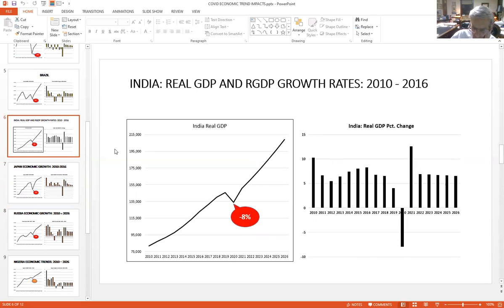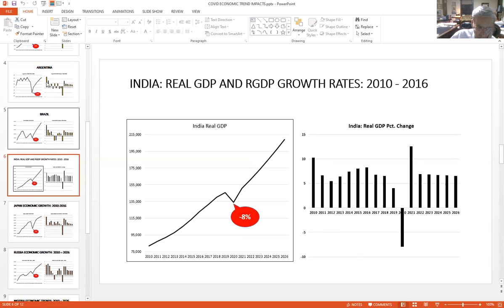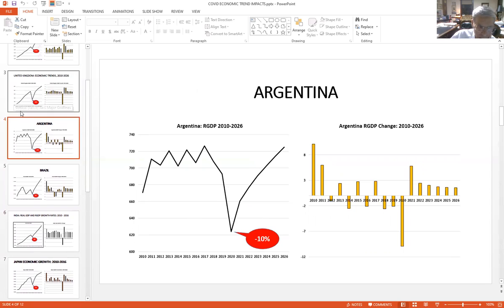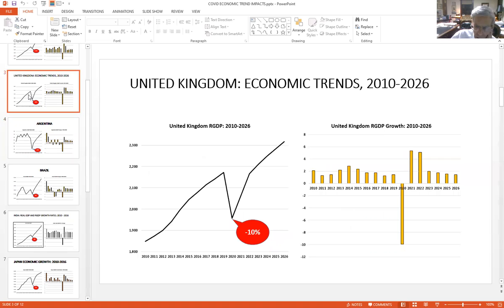India has, although this doesn't show it quite as much until you look at the growth chart, you see the decline in the growth rate. For sure, Argentina has a major problem. And that problem, by the way, seems to be developing. It's not getting better.